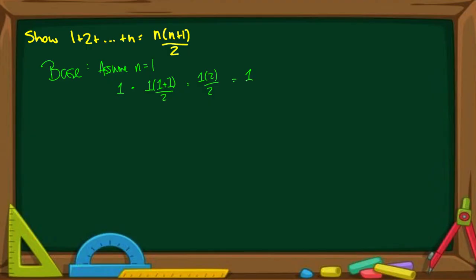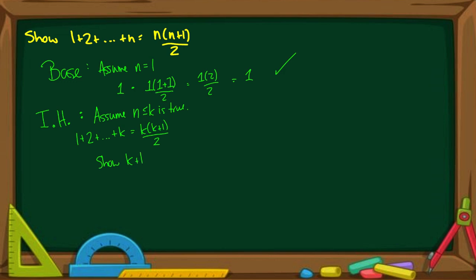So this is good. Now, the inductive hypothesis is where people get a little bit tripped up the first time. So what I do is I say, assume n less than or equal to k is true. So what this means is that 1 plus 2 plus all the way up to k is equal to k times (k plus 1) over 2. Okay, so now I have to show that k plus 1 is true.